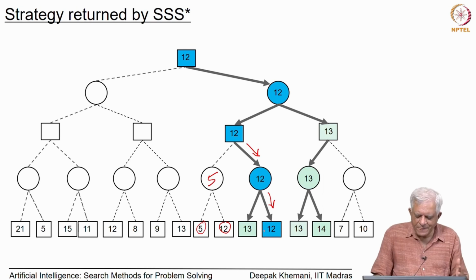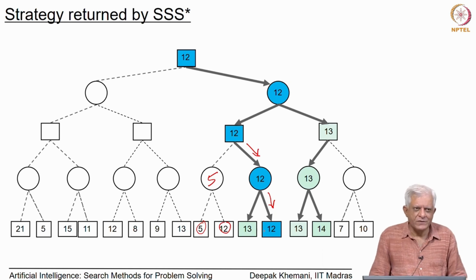So, this was a very gentle introduction to this algorithm SSS star. What we will do in the next session is look at the algorithm more formally and in a little bit more detail. So, we will put it down as a piece of pseudo code and look at an example which is on a larger game tree. So, we will do that in the next session.